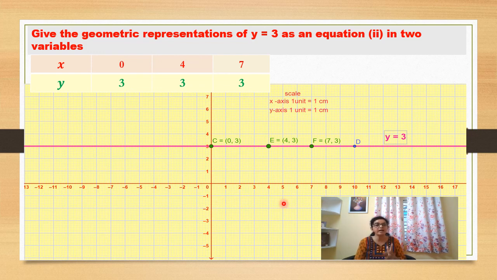That is why the x coordinate keeps on changing, but the y coordinate is not changing, because the line is passing through the point y is equal to 3. Understand? This is how the entire plotting works.